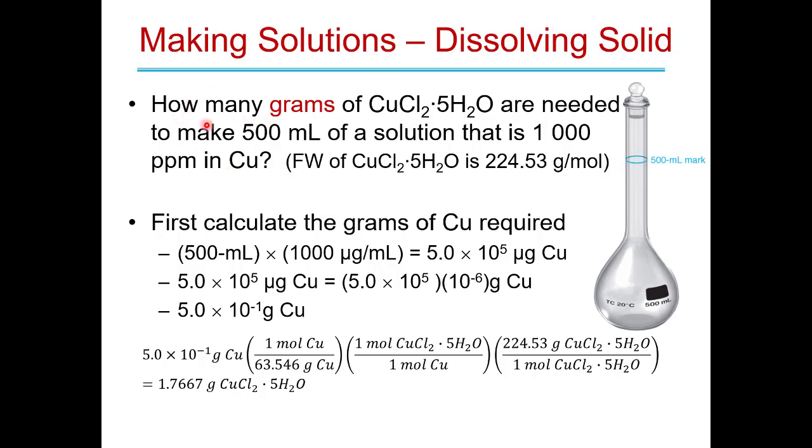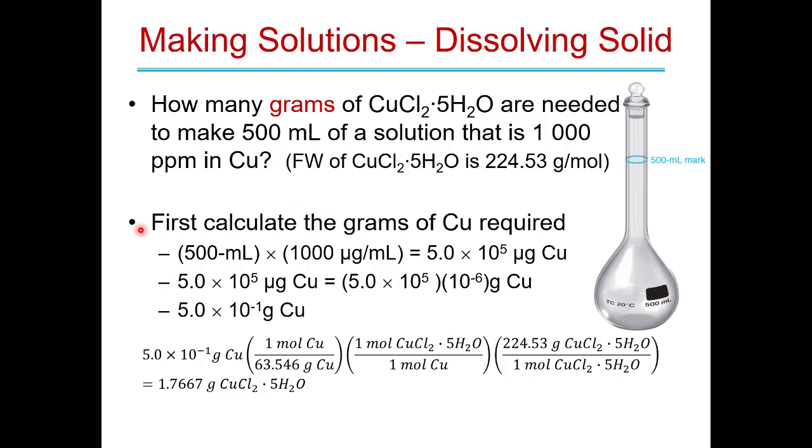Okay, so let's talk about dissolving the solid first. All right, so we need to figure out how many grams of copper 2 chloride pentahydrate are needed to make 500 milliliters of a solution that is 1,000 parts per million in copper. So just a note, the formula weight, so that's like the molar mass, but it's the molar mass for one formula unit of this ionic compound, is this number. So 224.53 grams per mole, calculated off the periodic table.